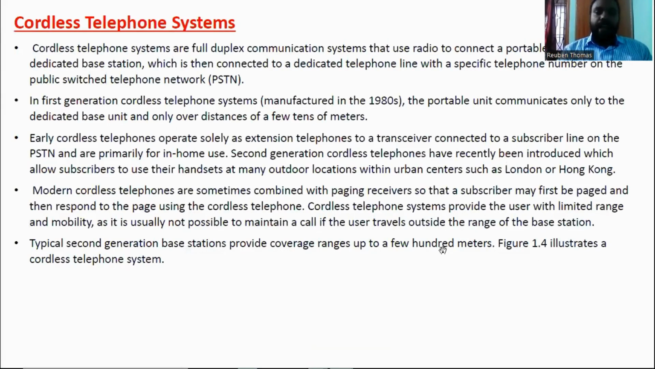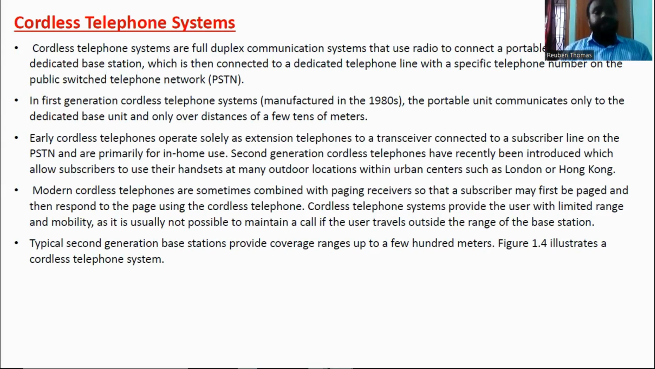And then cordless telephone systems. Cordless telephone systems are full duplex communication systems that use radio to connect a portable handset to a dedicated base station, which is then connected to a dedicated telephone line with a specific telephone number on a public switched telephone network.